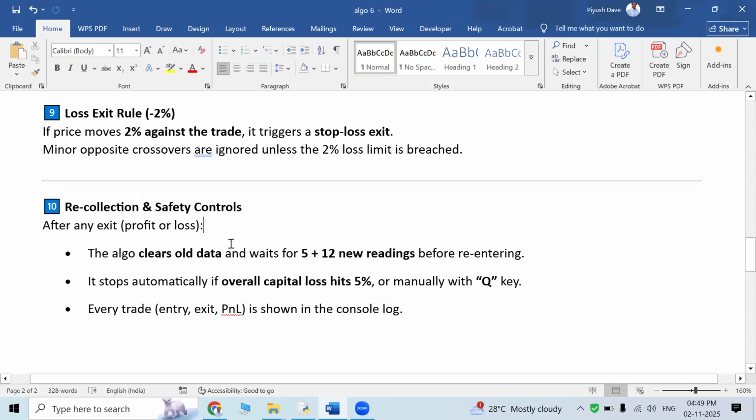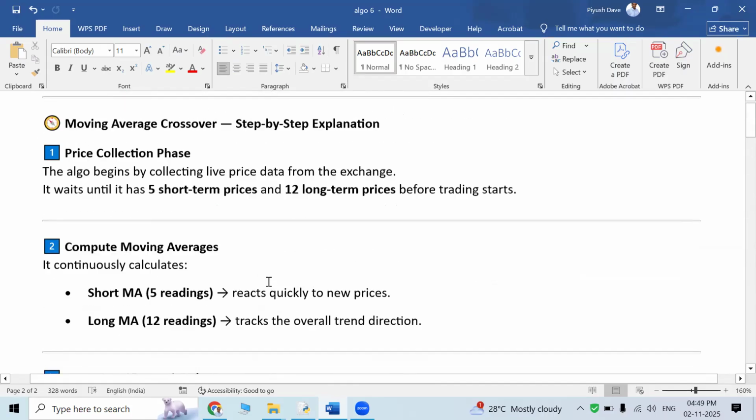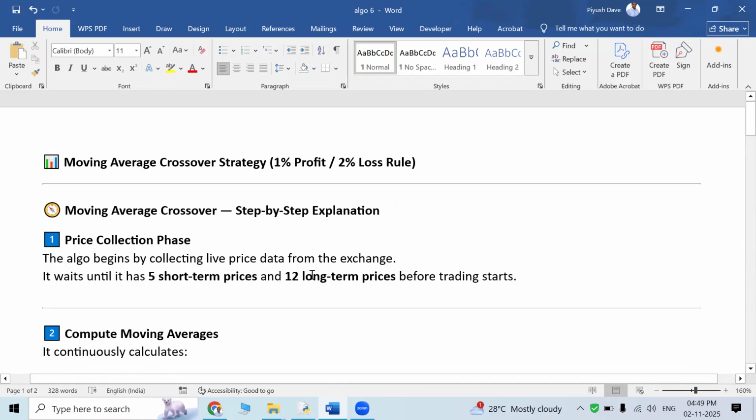Overall, the strategy completely stops if we cross 5% of the loss. It can work continuously until we end it manually or the overall capital loss reaches 5%, which I have kept as the limit. In this example, I have kept only 5 readings and 12 readings to understand how the algorithm works. But in the market, we can take 20, 50, 100 or 200 readings, like 20 as short and 50 as long, or 50 as short and 100 as long.